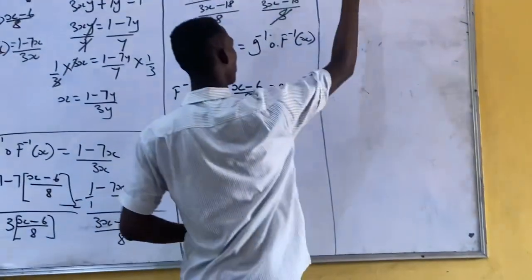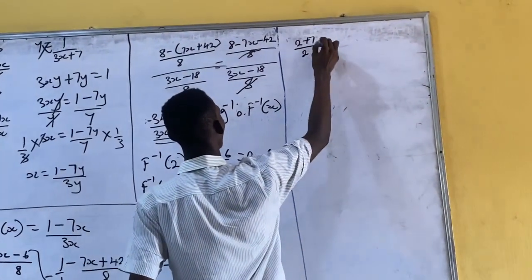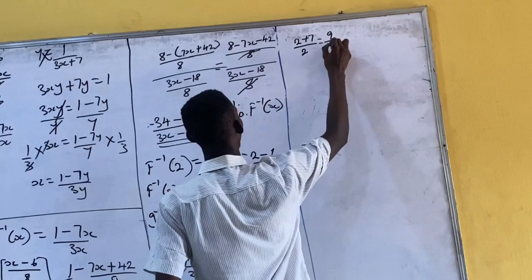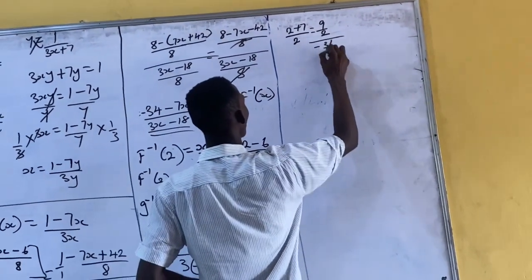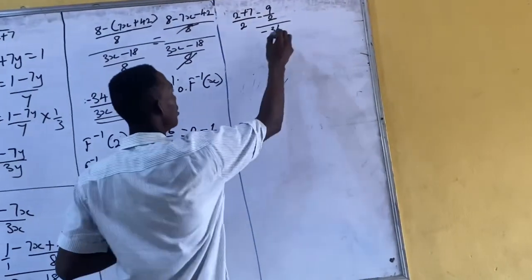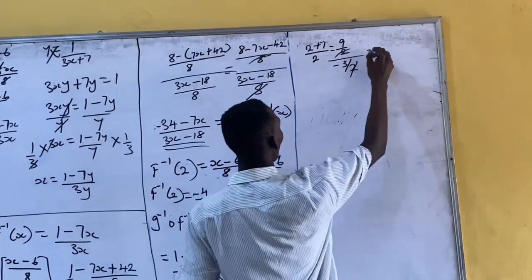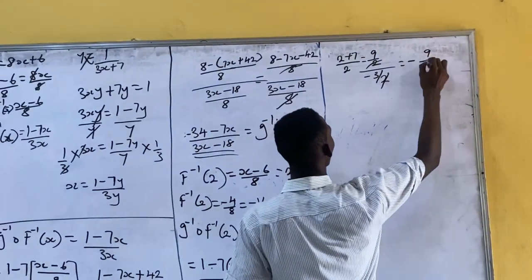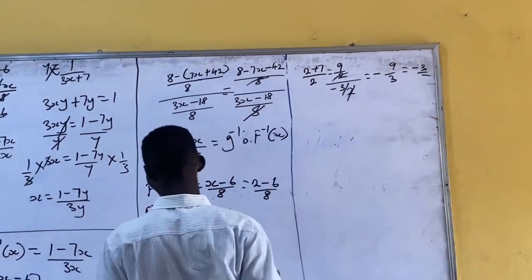So now let me round it up here. If you look for the LCM, it will give us 2 plus 7. This is equal to 9 over 2, over minus 3 over 2. What happens to 2 and 2? They cancel each other out, right? So if the 2s cancel each other, we are left with minus 9 over 3. And that will give us minus 3. So this is our final answer.